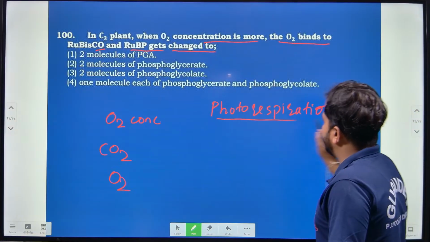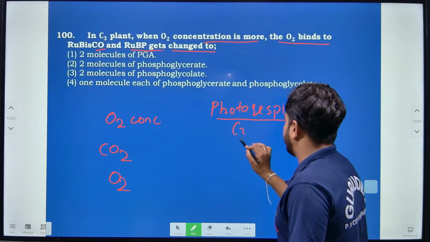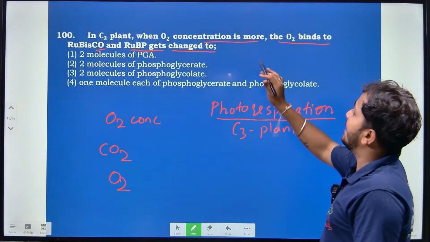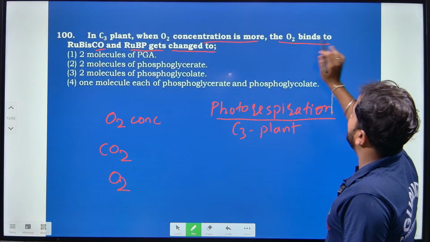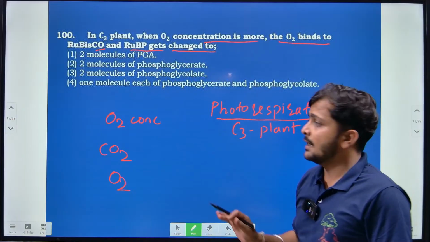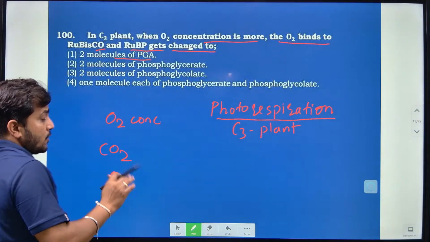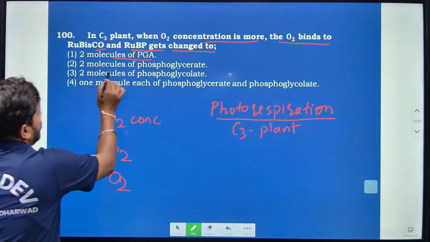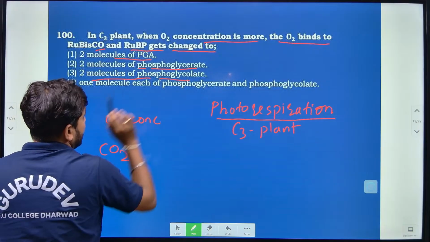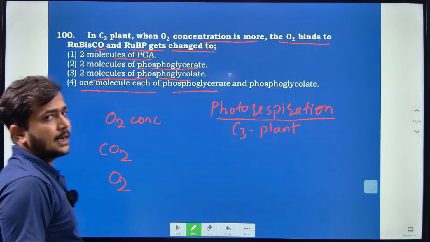And this photorespiration usually takes place only with respect to the C3 plant, the particularly C3 plant. Then the O2 binds to the Rubisco and RuBP gets changed to what they are asking. Here they have mentioned two molecules of PGA, that is phosphoglyceric acid. Then one molecule each of phosphoglycerate and phosphoglycolate, right?